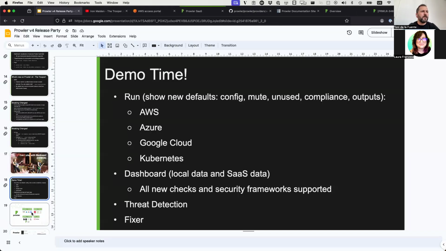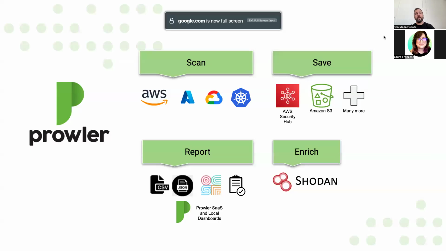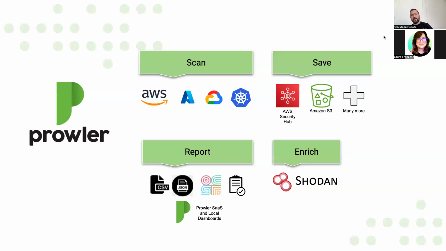Let me see if I made something. This is just an overview of everything that we do. You know, Prowler scan now a lot of this. The reports support many formats, standard formats, and using data from our SaaS and local dashboards to visualize. We enrich the output with Shodan so far, and we can save data to Security Hub, Amazon S3, and you name it, because from S3 you can send findings to many different places.